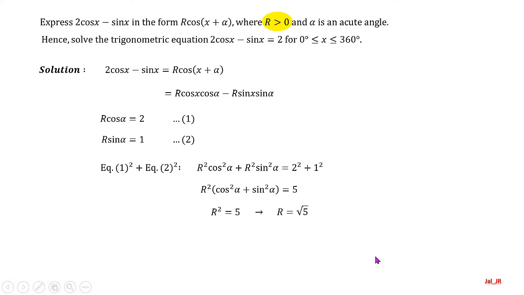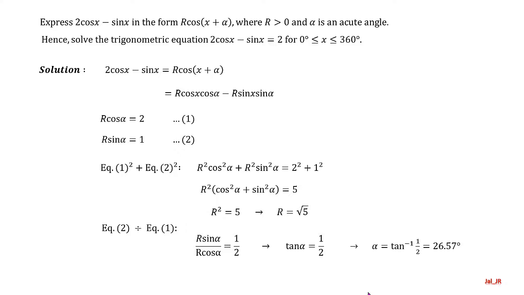R is plus or minus square root of 5, but we chose the positive value, as requested in the question. Fourth step. Solve for alpha. To get tangent, we divide equation 2 by equation 1. Using a calculator, we get alpha equals 26.57 degrees. Fifth step. Using the value of r and alpha, we can express 2 cosine of x minus sine of x as square root of 5 cosine of x plus 26.57 degrees.